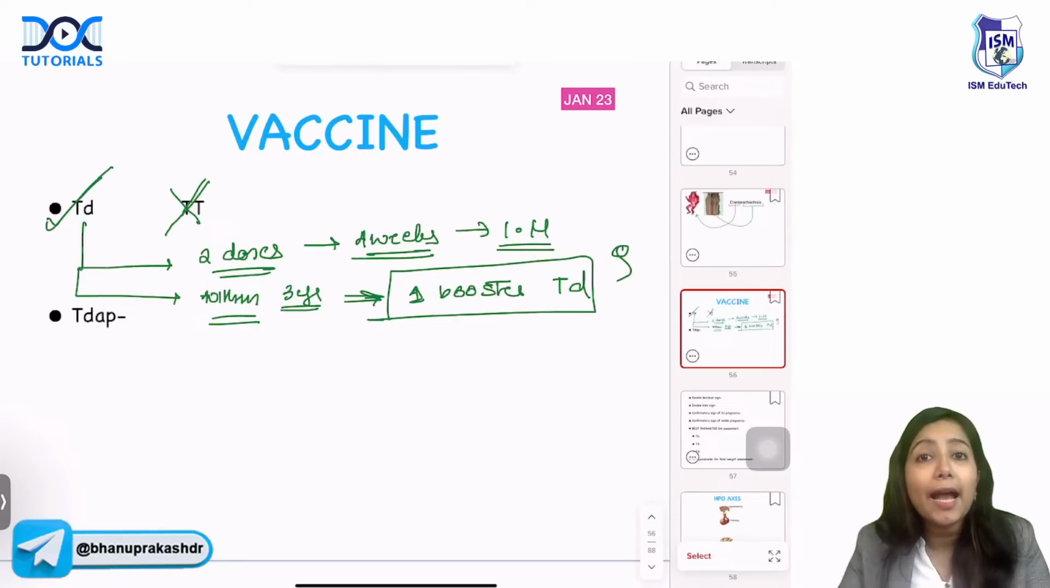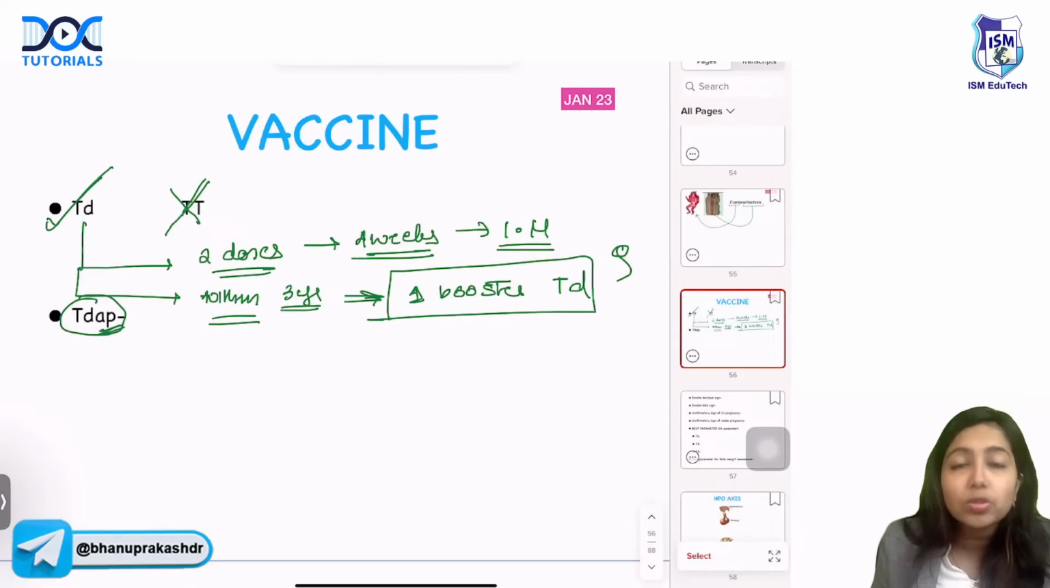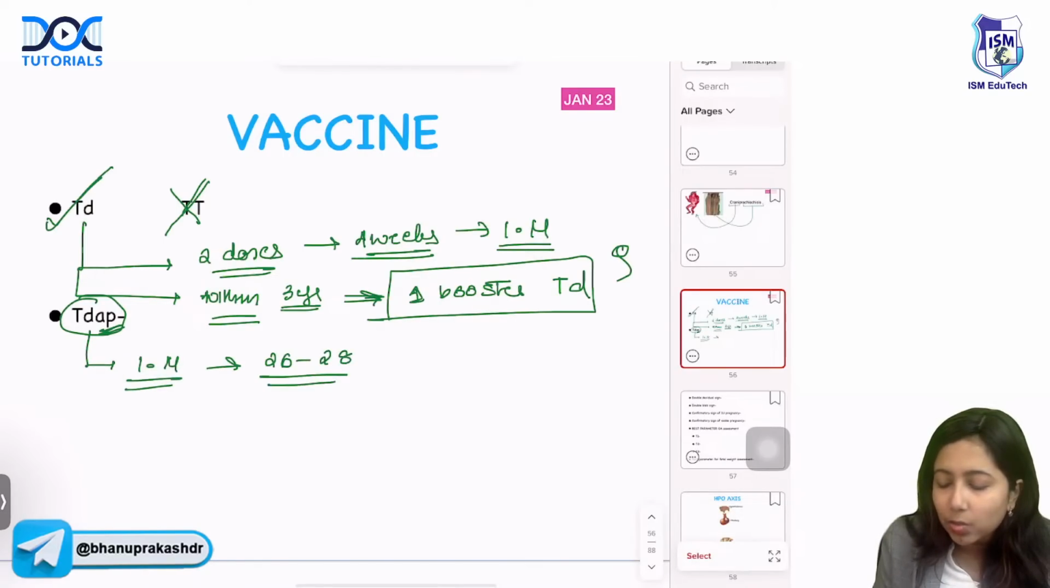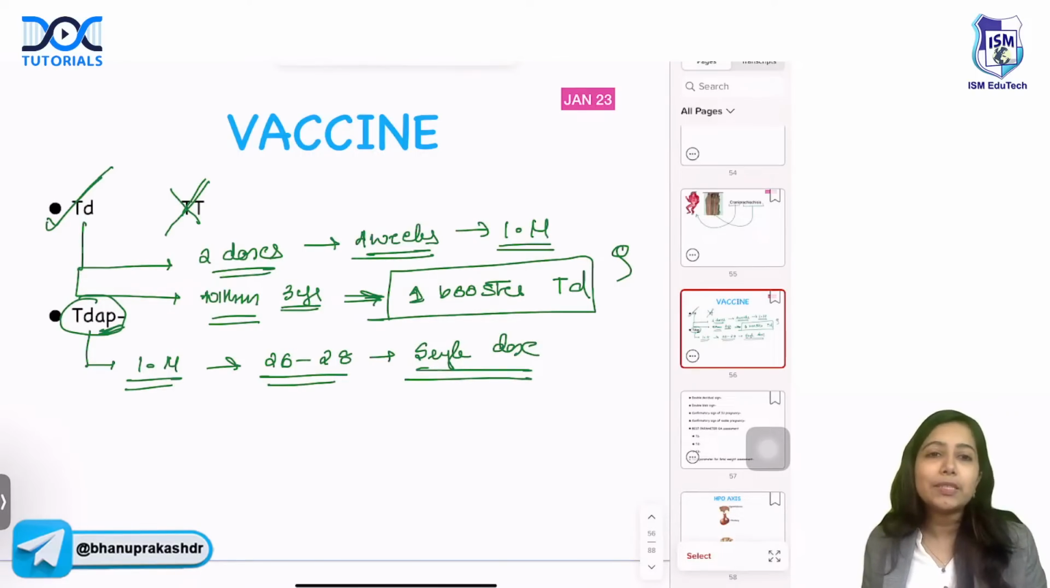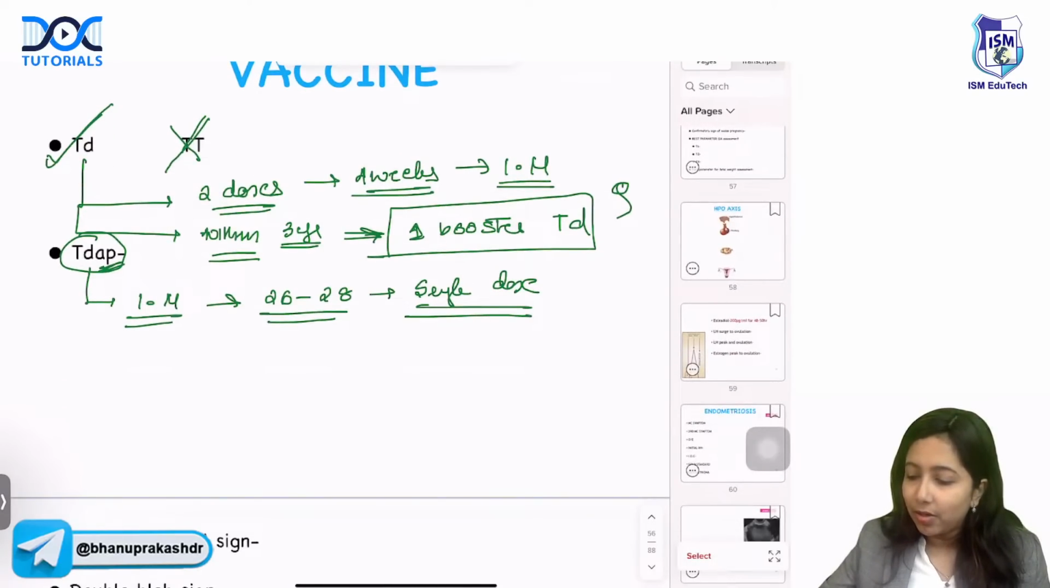Now there is the Tdap which is being advocated. Tdap basically has protection against pertussis as well, against acellular pertussis. It is given as an intramuscular injection at 26 to 28 weeks. It is a single dose. That is the Tdap. All right.